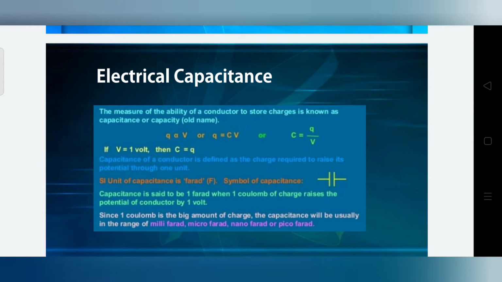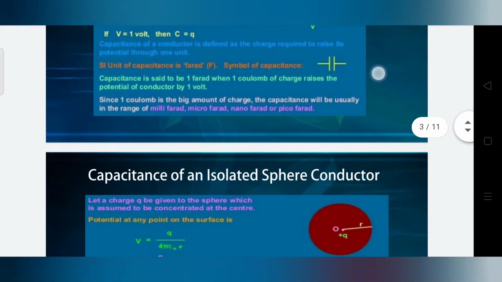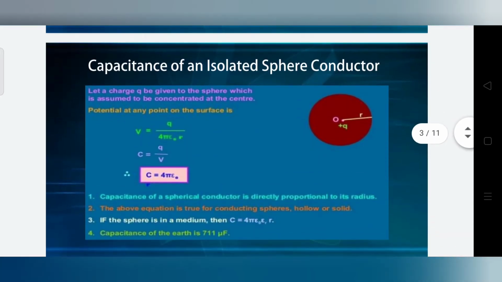The capacitance is said to be 1 farad when 1 coulomb of charge raises the potential of the conductor by 1 volt. If we give 1 volt, the conductor charge 1 farad means that's the capacitance of the conductor. Since 1 coulomb is a big amount of charge, the capacitance will usually be in the range of millifarad, microfarad, nanofarad and picofarad.